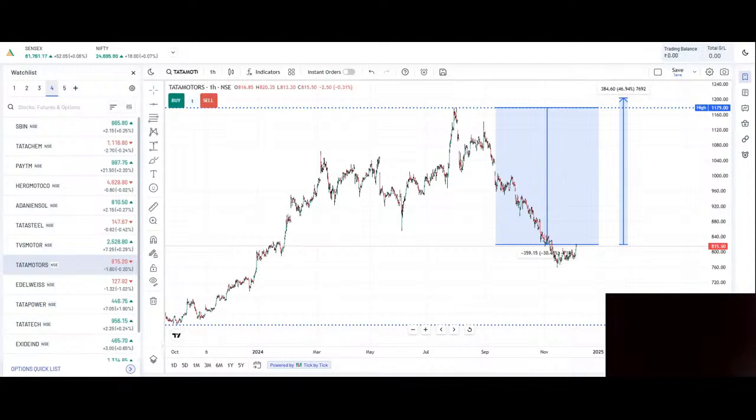I'll just pull up the chart of Asian Paints for you also. Just give me a minute. And it's a good time to buy. It's a good time to enter Asian Paints. I'll just pull up the chart of Asian Paints.